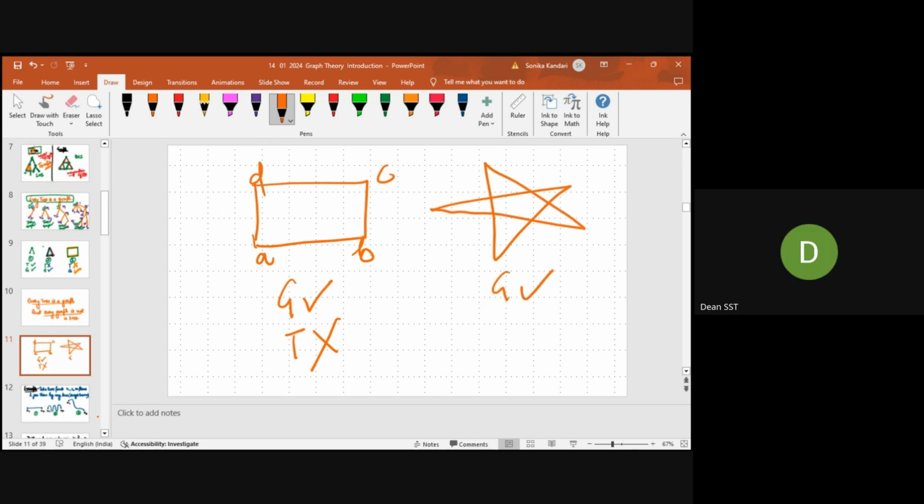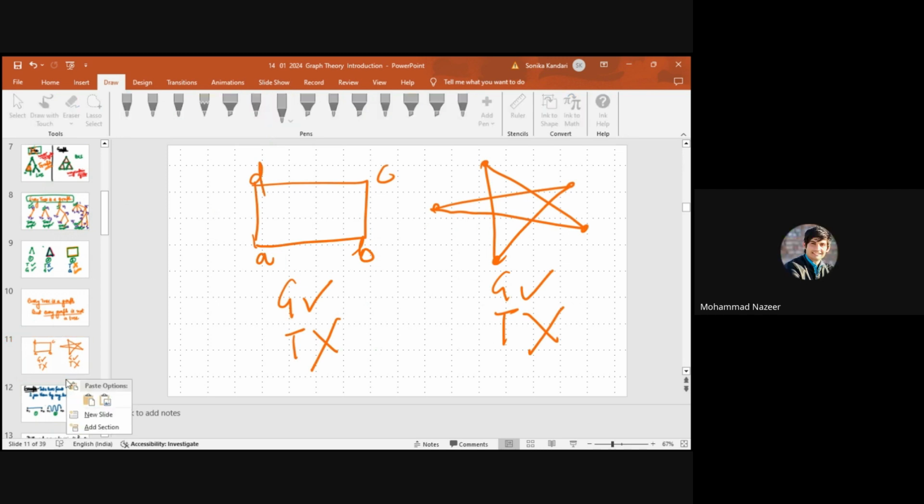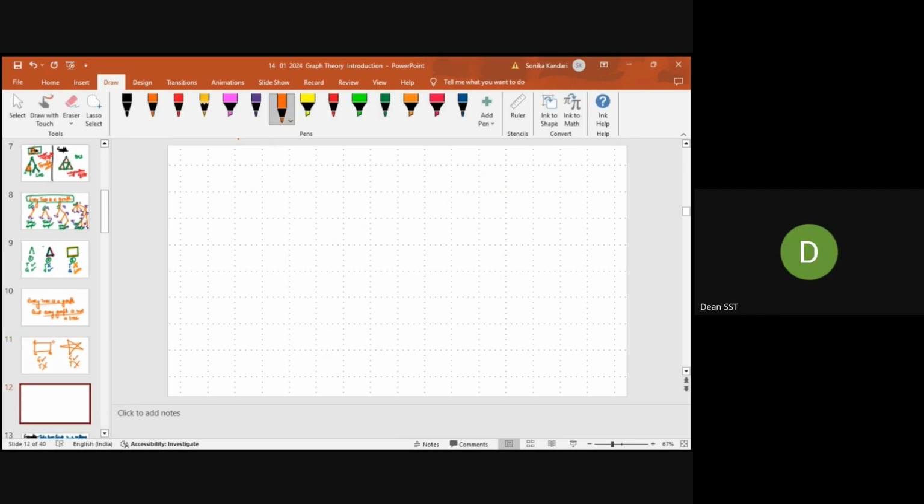This is a graph. Fine. But this is not a tree. Is it clear, class? Yes, ma'am. Okay. And do you know the meaning of connection?